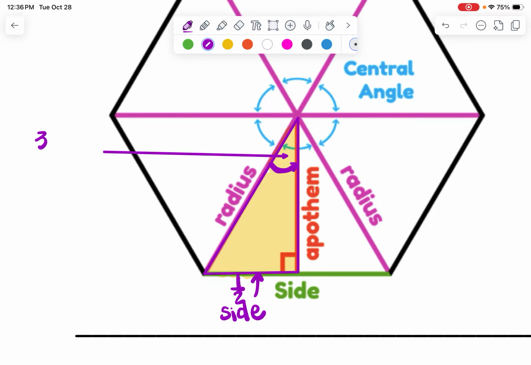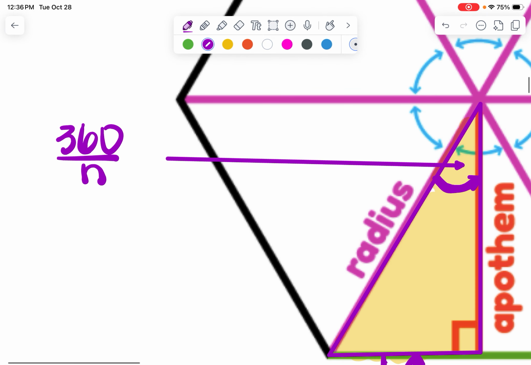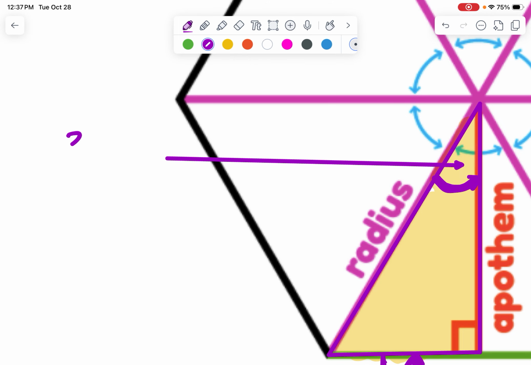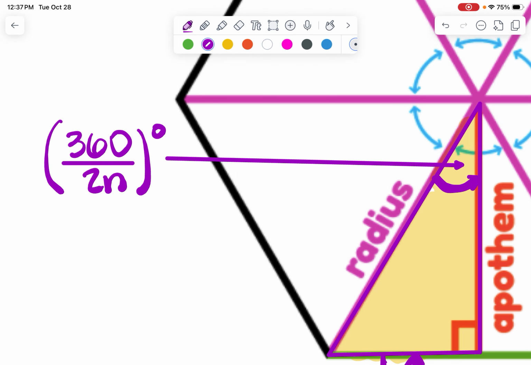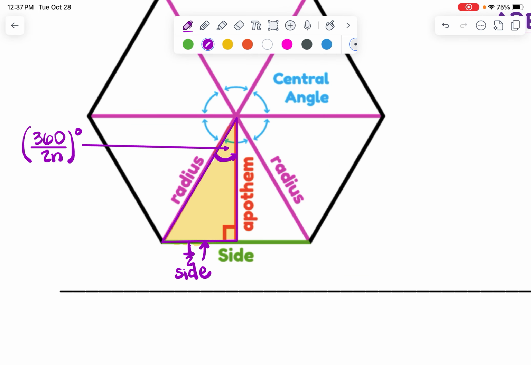Okay, well, how do I find central angles? I do 360 divided by n. We just did that right up here, right? But I don't want 360 divided by n. I want half of that. Well, 1 times 360 is 360, and 2 times n is 2n. So this becomes 360 divided by 2n degrees. And that would be the measure of that top angle inside of my right triangle.